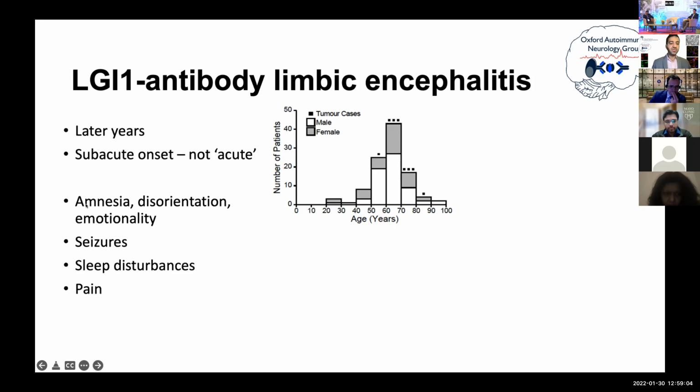And they present with seizures, amnesia, disorientation, sleep disturbances and pain amongst a number of other symptoms, but these are probably the core symptoms, with seizures and memory problems being the main 2.